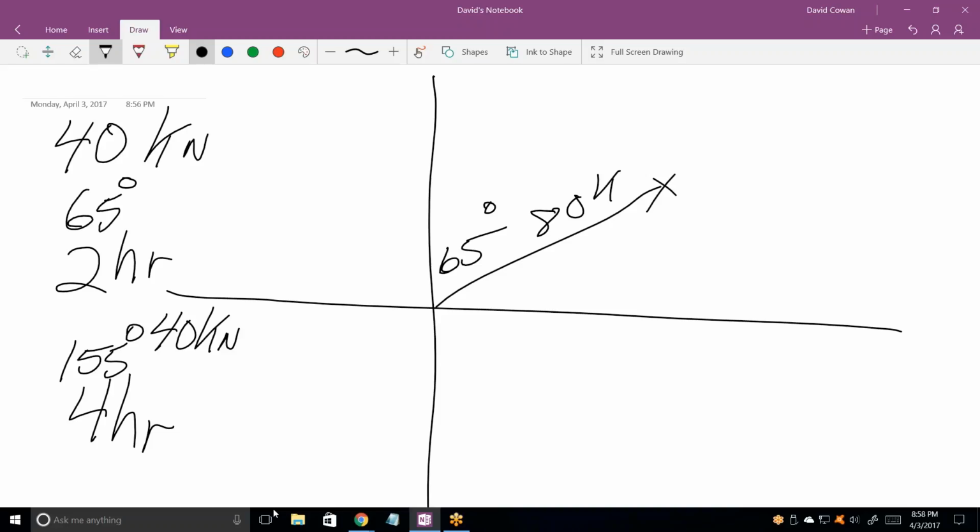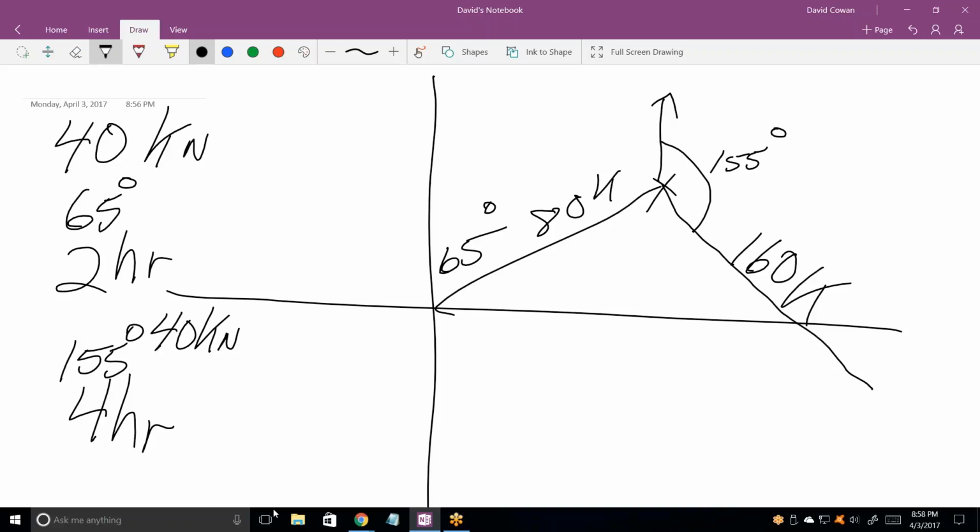Then we changed our bearing to 155 degrees. Well, 0 degrees would be straight up. So 155 degrees must be like that. In other words, that's 155 degrees. And we went for 4 hours. How far did we go? 160 knots. Okay, and now we have a triangle. To figure out the position of that point, all we have to do is solve the triangle.